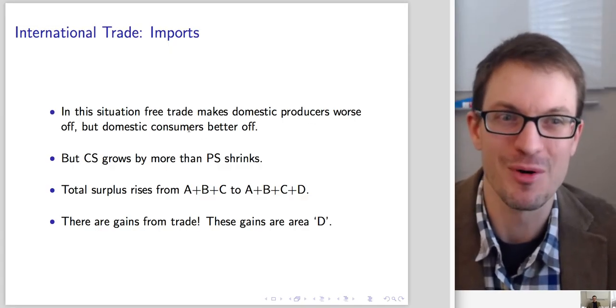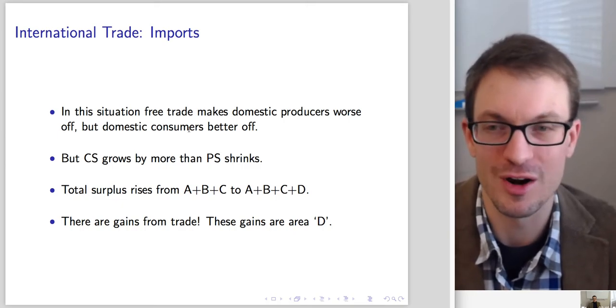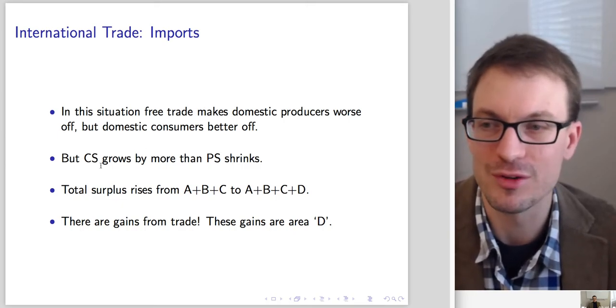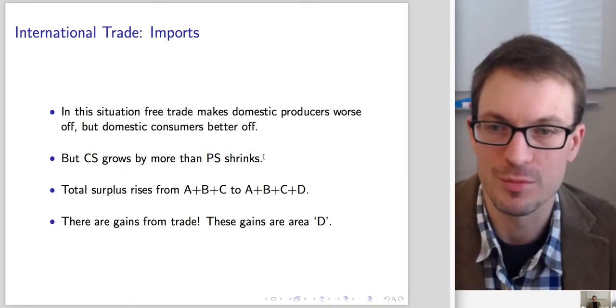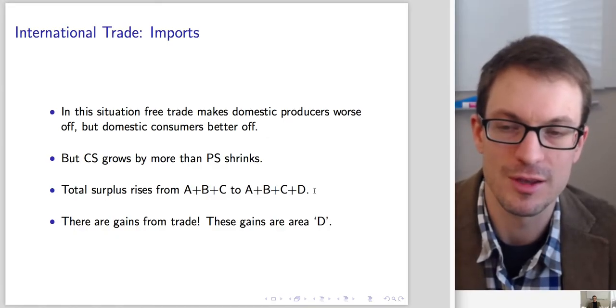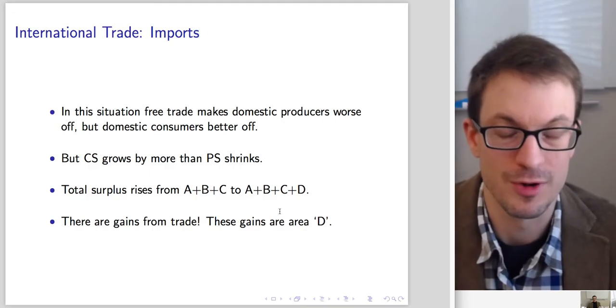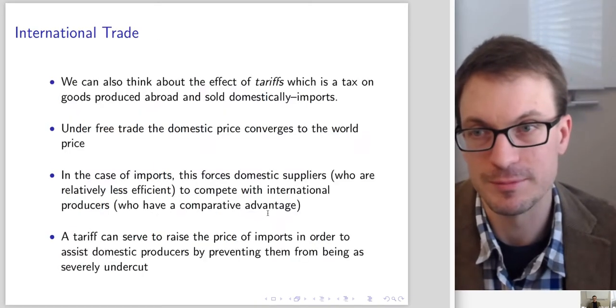Do you like imports? Well, are you a producer or are you a consumer? If you're a consumer, you like imports. But consumer surplus grows by more than producer surplus shrinks. So total surplus rises from A plus B plus C to A plus B plus C plus D. There are gains from trade, right? These gains are area D.